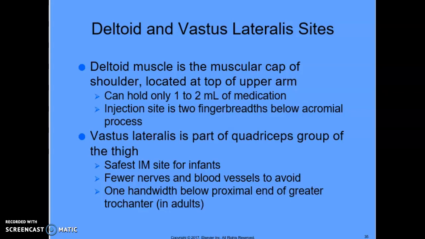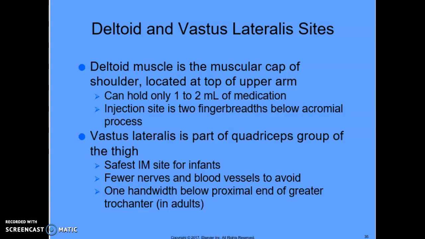The vastus lateralis is part of the quadriceps group in the thigh. It is the safest IM site for infants, and that's why it is used in pediatrics. There are fewer nerves and blood vessels to avoid, and here it's 1 hand width below the proximal end of the greater trochanter, and that's in adults. So only in adults, 1 hand width below the proximal end of the greater trochanter. And we'll talk about peds also. We'll look at it on a baby because it's a lot smaller area, obviously.